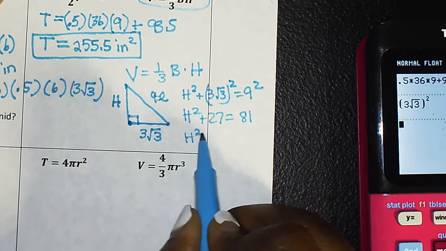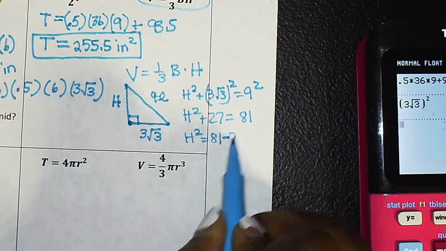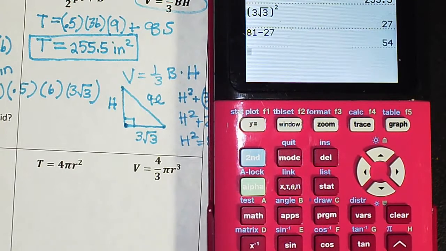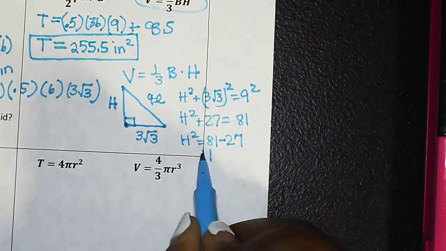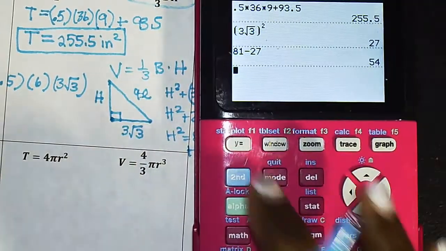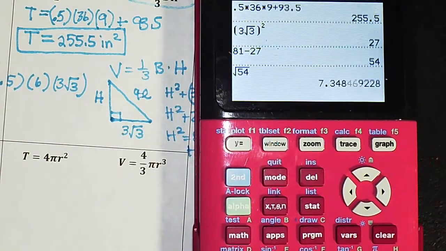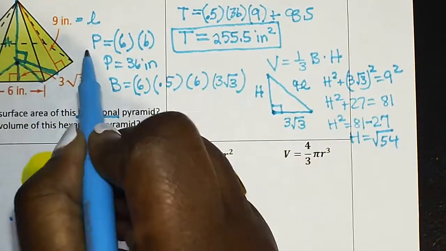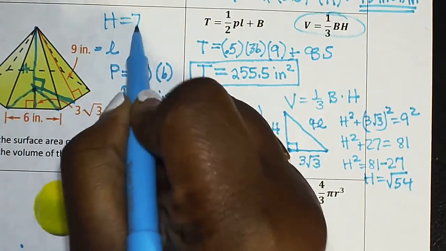So my H squared is going to be 81 minus 27. So 81 minus 27 is 54. So H is going to be the square root of 54, which is 7.3. So my H is 7.3.